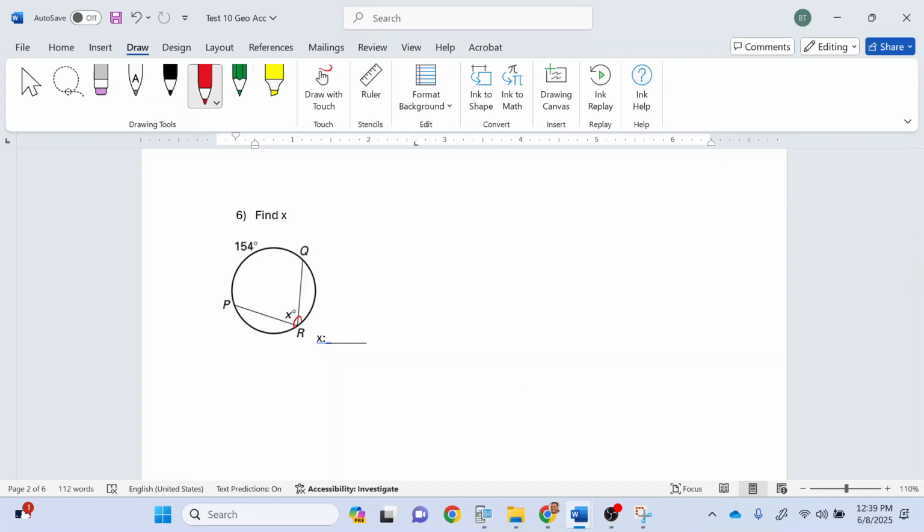All right, hopefully you remember an angle that's inscribed, that's at the edge of the circle, is half of the arc. So if this is 154, it's 154 divided by 2. So this angle is 77.